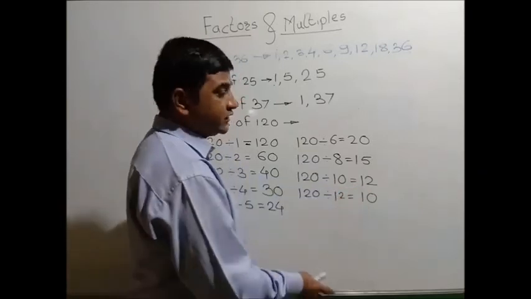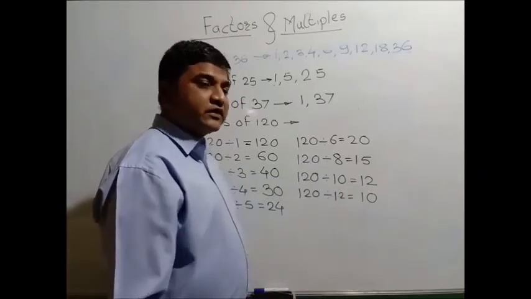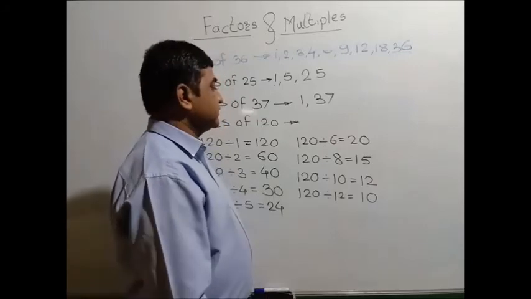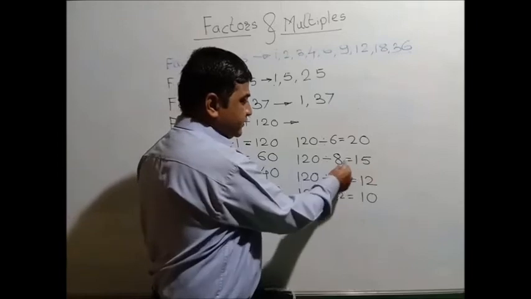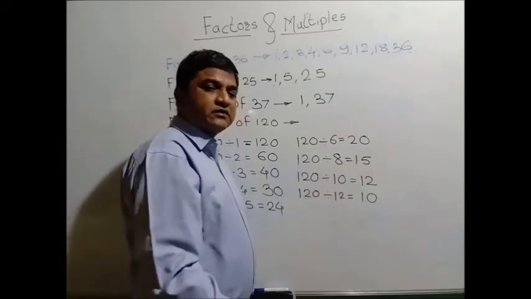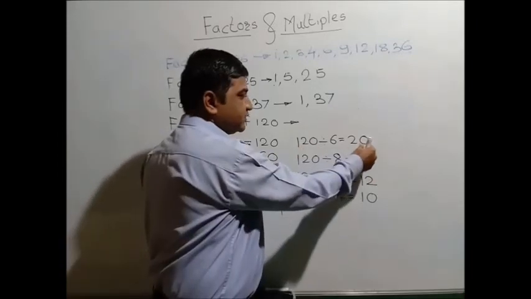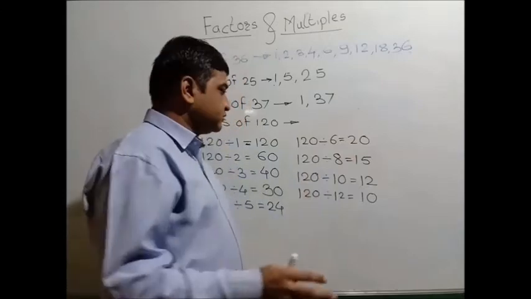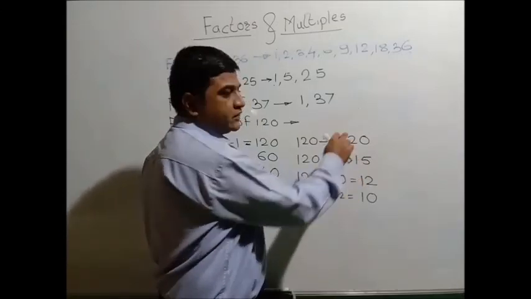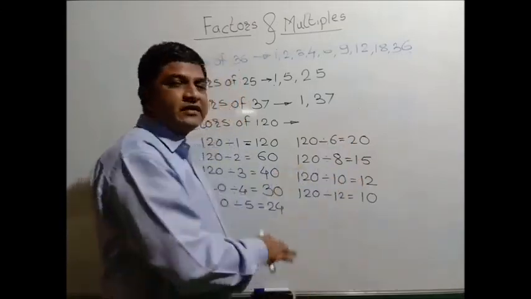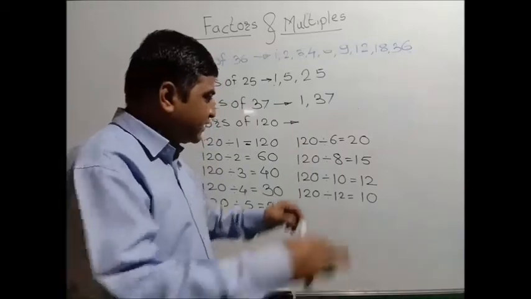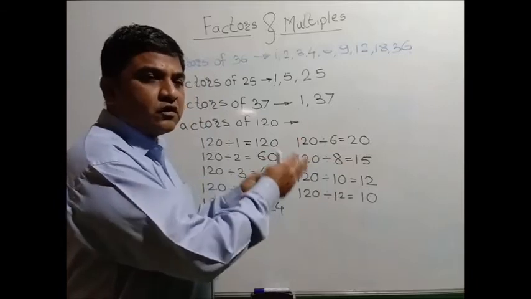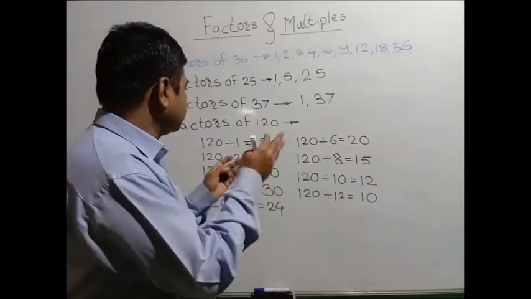So the next number which can divide 120 is 15, and 15 8s are 120. The next number which can divide 120 is 20, and 20 6s are 120. No other numbers between 12 and 15, or 15 and 20, can divide 120 exactly without leaving any remainder. So we will stop here, and what we got is all the perfect divisors of 120.